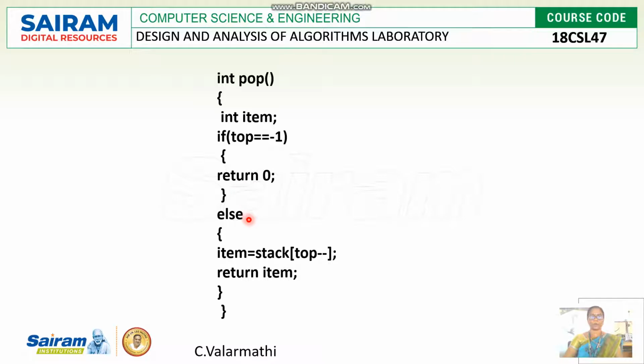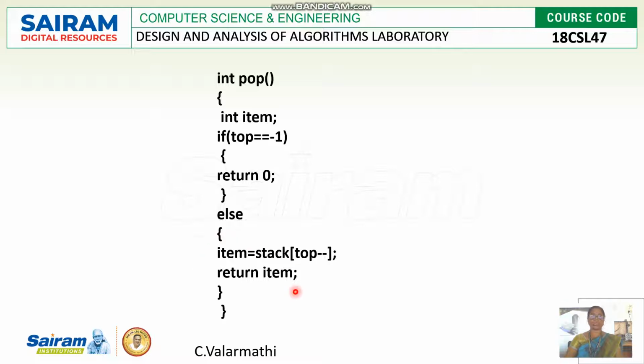Moving on to the pop method. We need to check whether the stack is empty or not. That situation is analyzed with the condition top is equal to -1, which means the stack is underflow. We cannot delete any element from the stack, so we return from its execution. This is why return 0 is used.